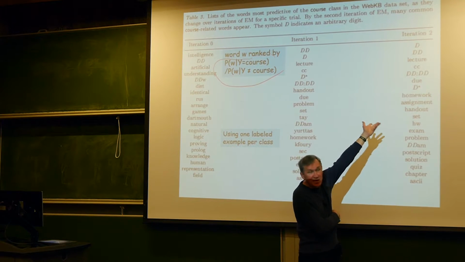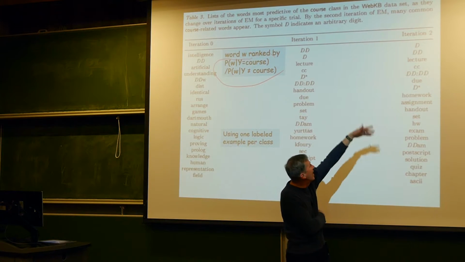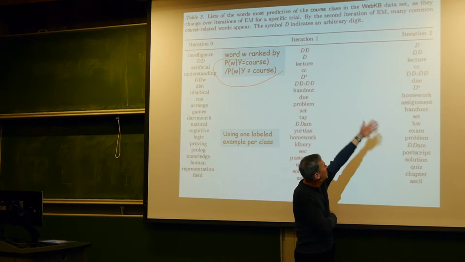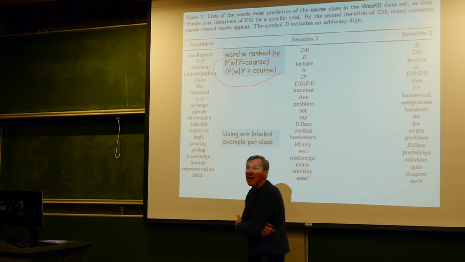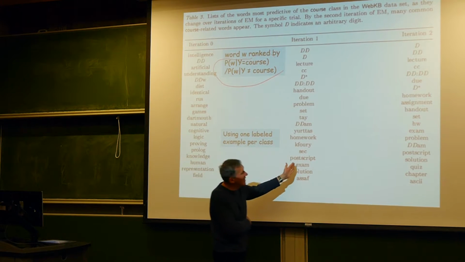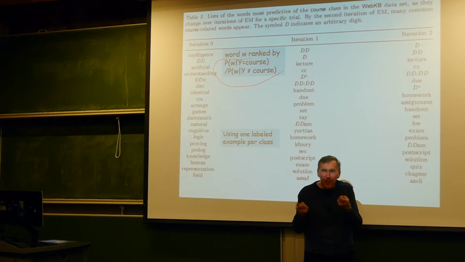So all the D's are, again, digits. So there are all kinds of digit things that indicate it might be a course page. And then words like lecture and homework and assignment and handout. So here you can see, in fact, you can get some insight into what's happening with the EM.